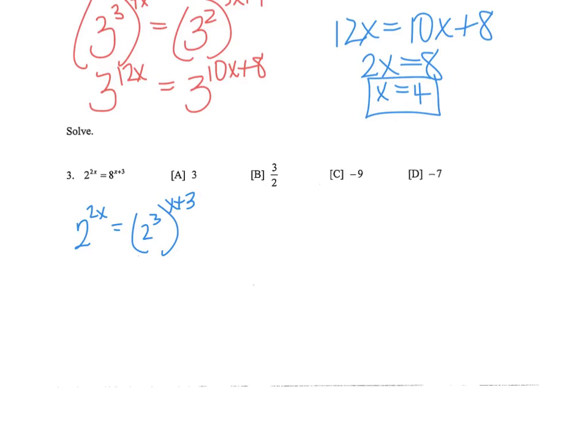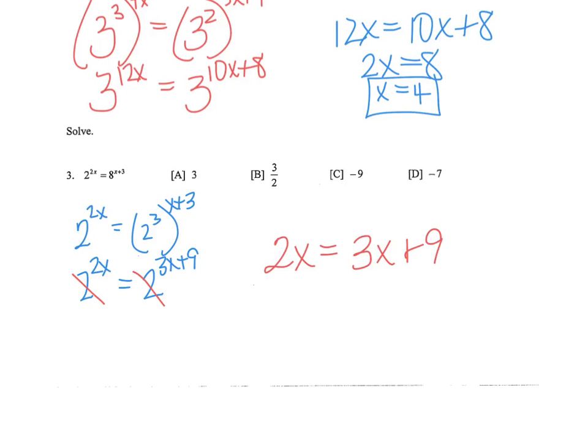We have the same base, so I simplify my exponents. 2 to the 2x is equal to 2 to the 3x plus 9. I have a common base, my exponents are simplified. Now, this is my equation. The bases drop out. Don't need them anymore. And my equation is 2x equals 3x plus 9.